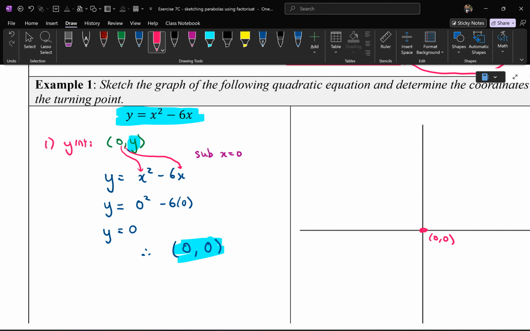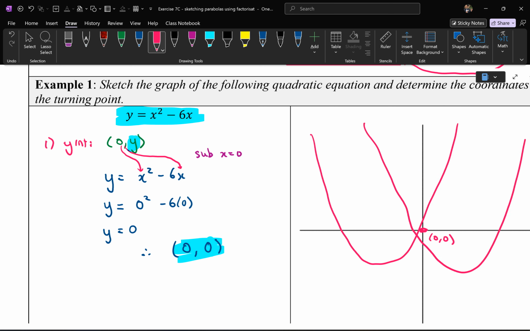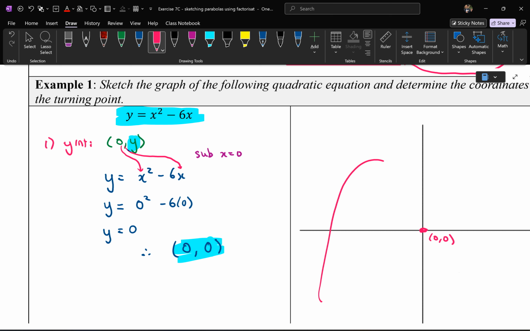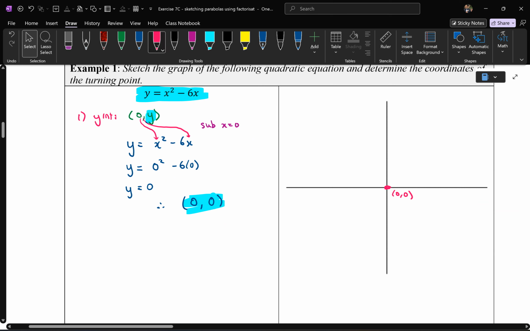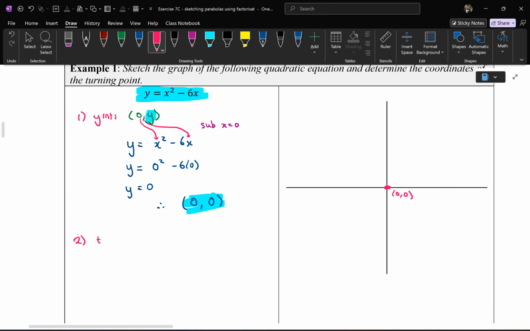But remember, a parabola can end up with 2 possible intercepts because it could have been like this, or it could have been like this. We don't know yet, or we don't even know whether it's upside down or looks like that. So there's 4 different possibilities to get a y-intercept there. Next we need to find the second hardest one, the turning point. I'm doing it in order of difficulty. The y-intercept is the easiest one, then you do your turning point.